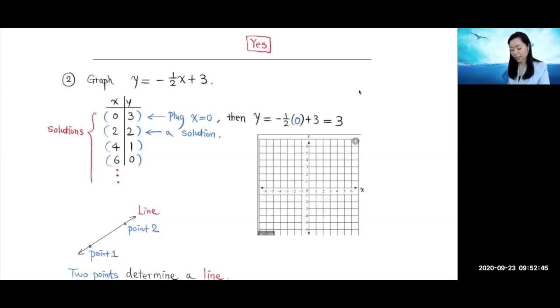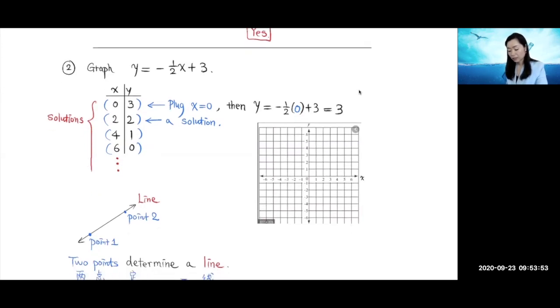Similarly, you can plug in x to be 2, and you do the similar calculation, and we're going to get 2 for the y coordinate. Plugging x equal to 4, y will equal 1, etc. You can plug in any number for x. We have infinitely many choices for x. So each ordered pair, like this (2, 2), x equal to 2, y equal to 2, is called one solution for this equation. But actually, we have infinitely many solutions to this equation.